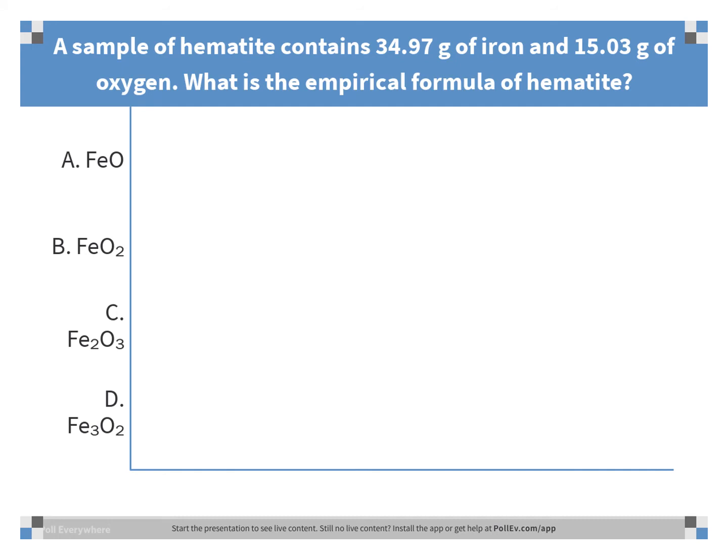So instead what we're going to do is multiply each of those by 2, so we can maintain that same ratio while still giving us whole number values. So we end up with Fe2O3, and the answer would not be FeO2.